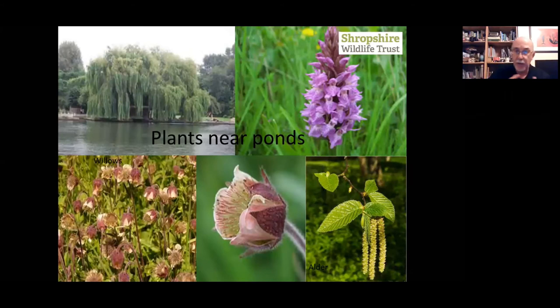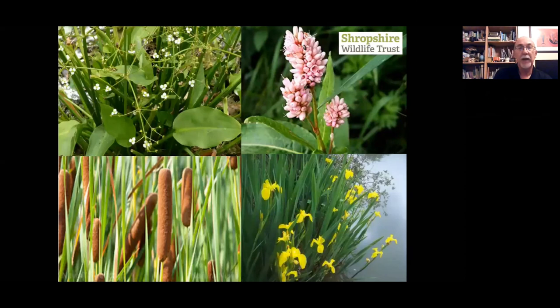They've got catkins, which attract a whole range of flying insects. So really nice set of plants that are quite near ponds. They don't need to be inundated with water, but they're close by.